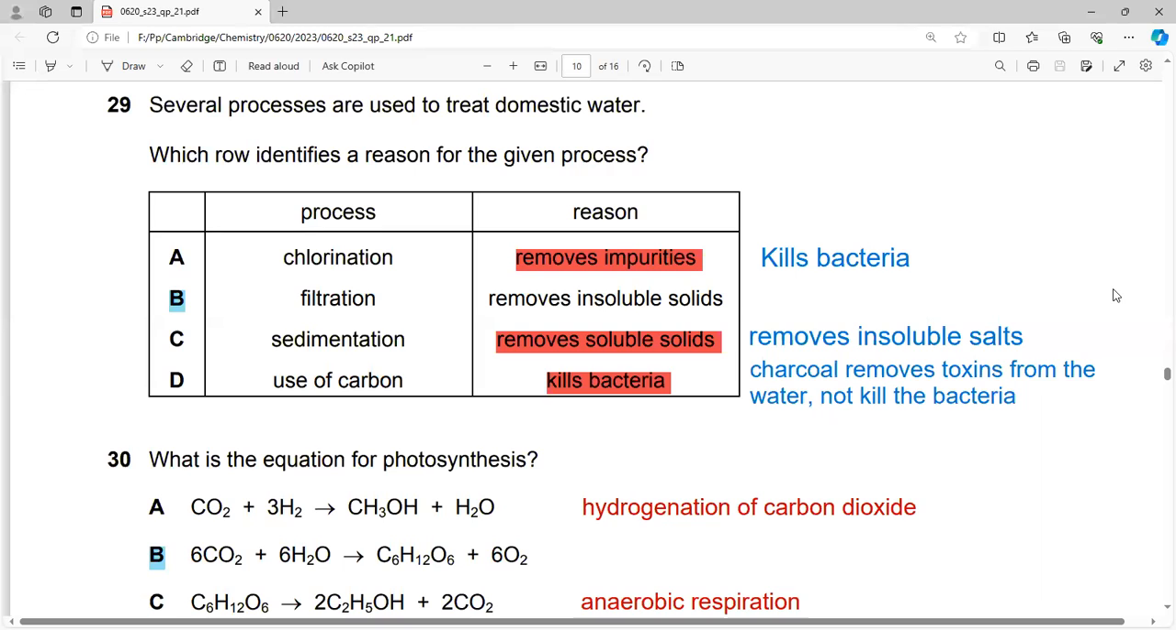What about filtration? Filtration removes insoluble particles. It is a correct option because the main purpose of filtration is to remove insoluble particles. Sedimentation, we let the water settle down the insoluble particles. What about here? It's saying soluble salt, so that's why it is a wrong option. Carbon, in the form of charcoal, we are using to detoxify the water, not to kill bacteria. So that's why it is a wrong option. So B is our correct option here.